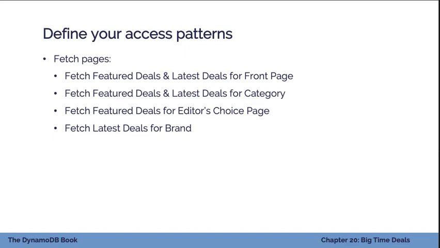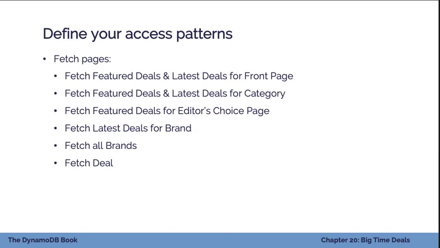We also want to fetch the featured deals and all the latest deals for a particular category. Next, we want to fetch the featured deals for the editor's choice page. And then finally, we want to fetch the latest deals for a brand, but we don't do featured deals for a brand because there are just too many brands. We don't want to sort of get involved in that. Whereas with categories, we only have 8 categories. We can do that.